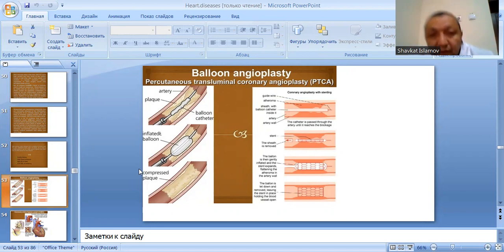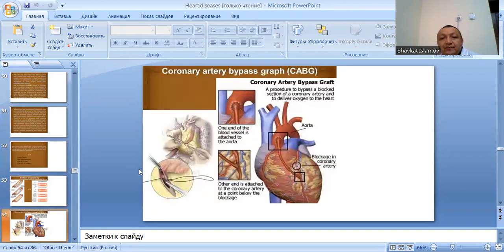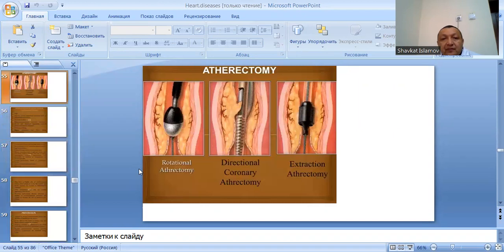You see balloon angioplasty, coronary artery angiography, atherectomy.